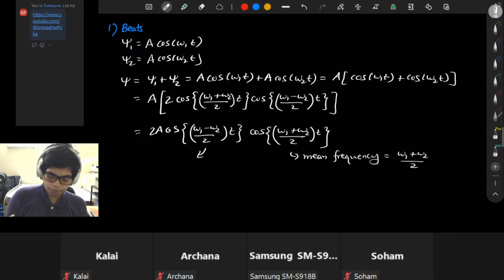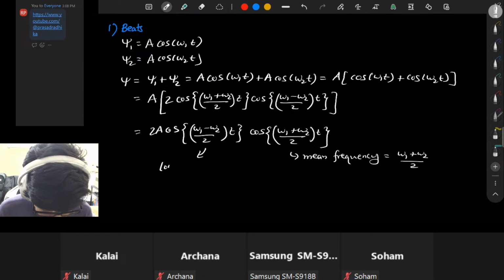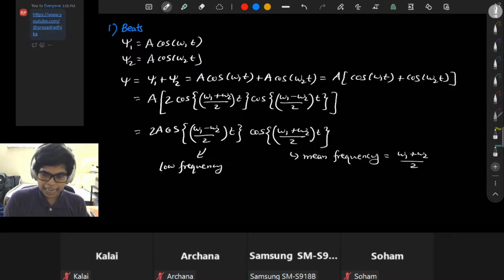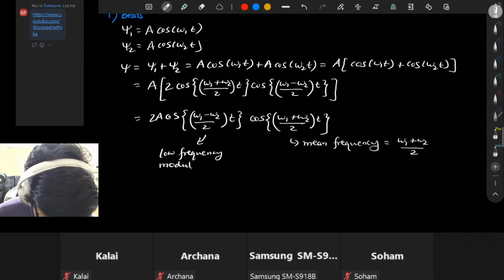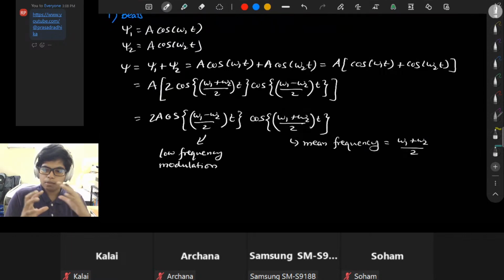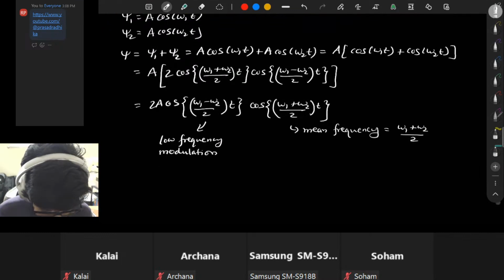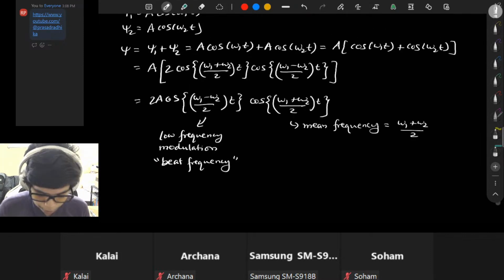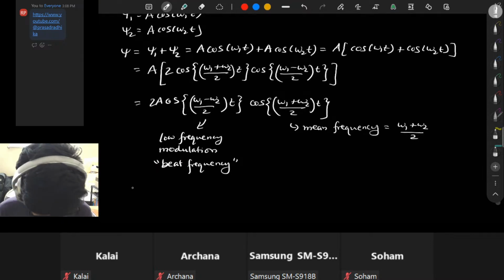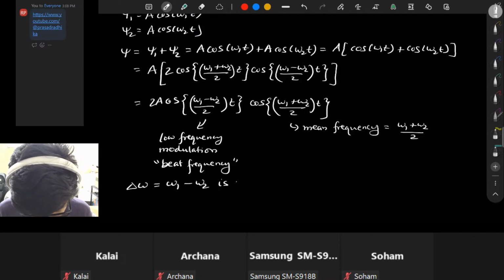And this mean frequency wave is being modulated by this low frequency cosine, because (omega 1 minus omega 2)/2 is lesser than (omega 1 plus omega 2)/2. So this is the low frequency modulation applied to the higher frequency mean frequency oscillation. And this is known as the beat frequency. This phenomenon is very strongly observed when this delta omega is small.